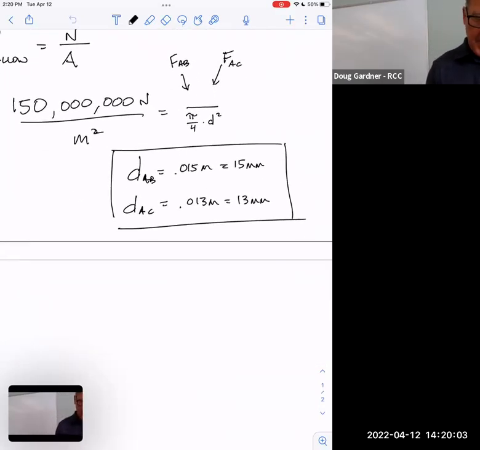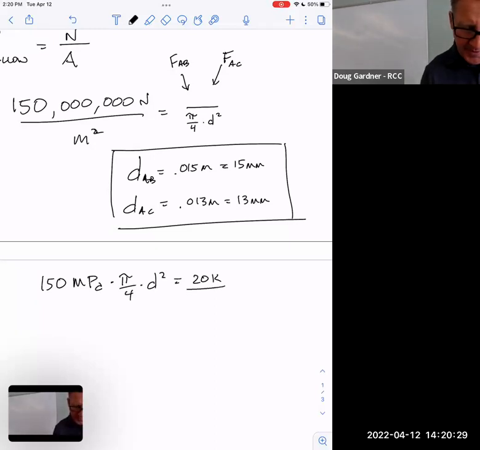So the best thing to do is get rid of fractions. Take your 150, and just to save a little bit of time, I'll write 150 mega pascals. Then I would be multiplying times pi over 4 times d squared, and that would be equal to 20K or whatever the other side was. So here's where you've got to be really careful. When you divide pi over 4 to this side, if you type in 20 divided by pi divided by 4, you're wrong. Because when dividing fractions, it's actually 20 times 4 divided by pi, isn't it?